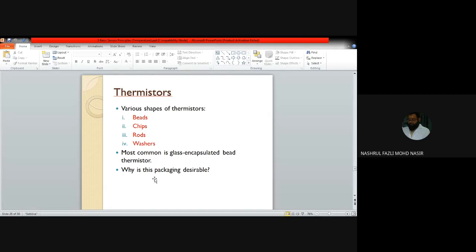And why is this package desirable? Maybe it's more robust, it's easier, it will bake easily and so on. And maybe you can produce it easier. These are the reasons.